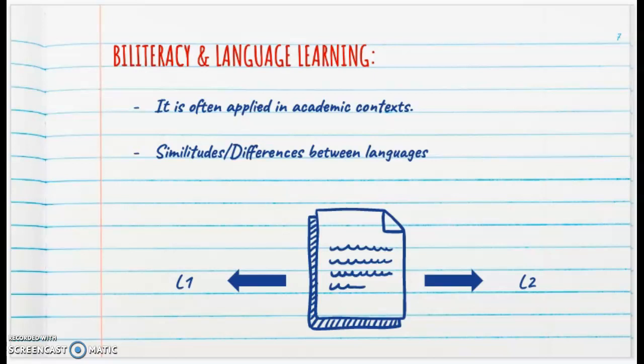Also, students immersed in these kinds of programs are able to find similarities and differences between languages, and these can help them reinforce and explain how the languages are being formed.